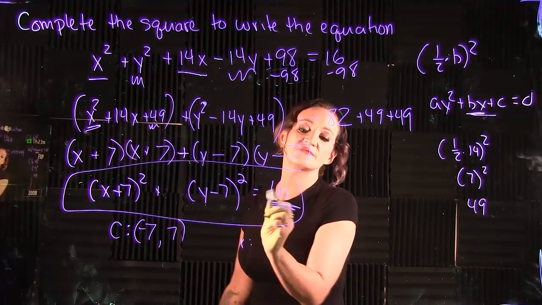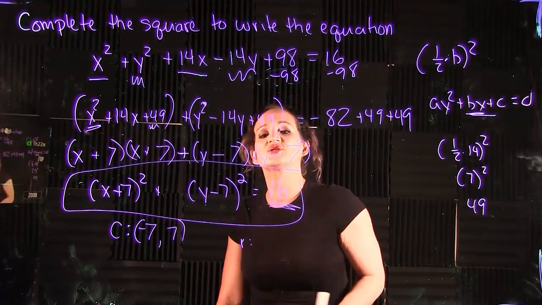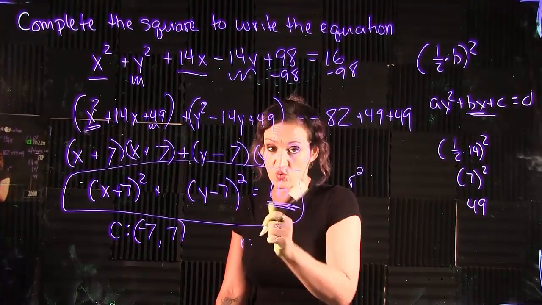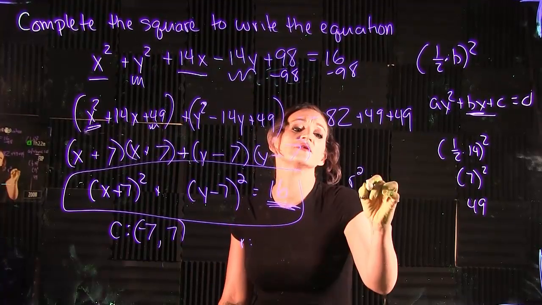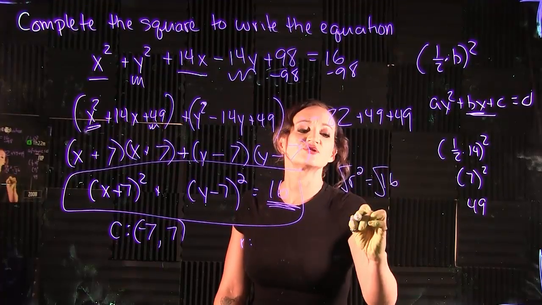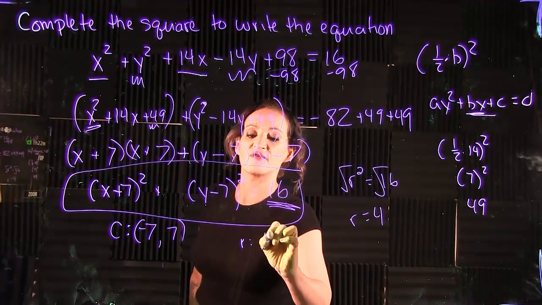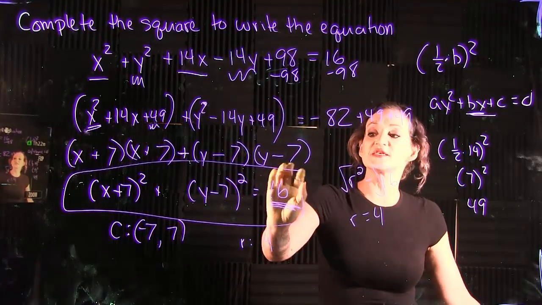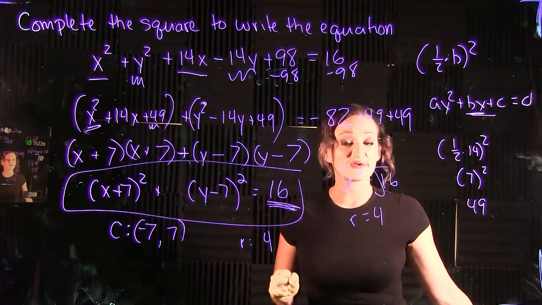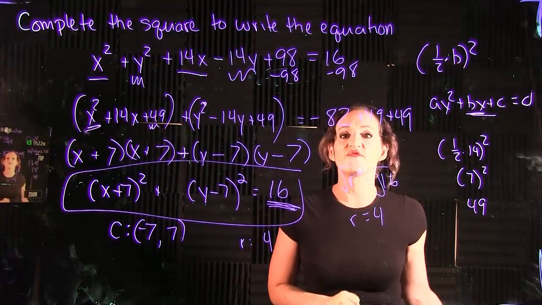Radius comes from this over here. Again, this equation is set up to where this 16 represents r squared is the way that the equation works. And r squared is a 16, which means that r is a 4. Your radius is the square root of what this number is. So center negative 7, 7, a radius of 4 for this example.